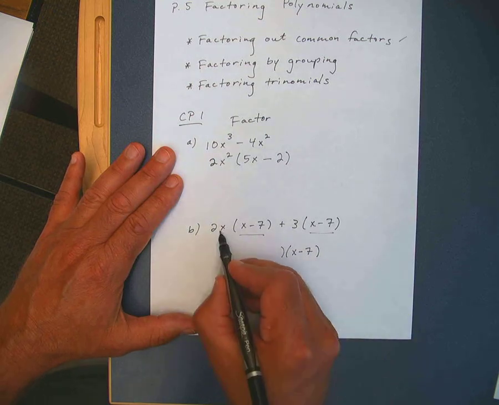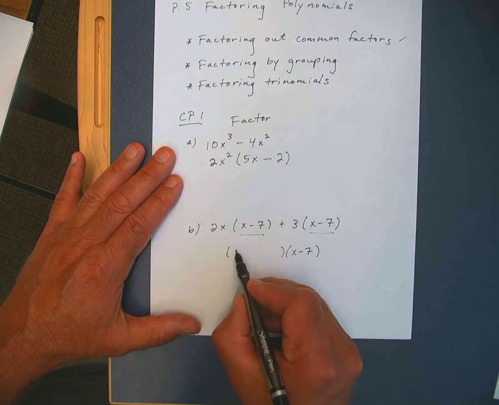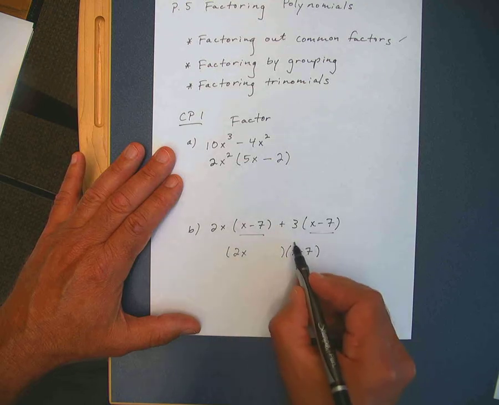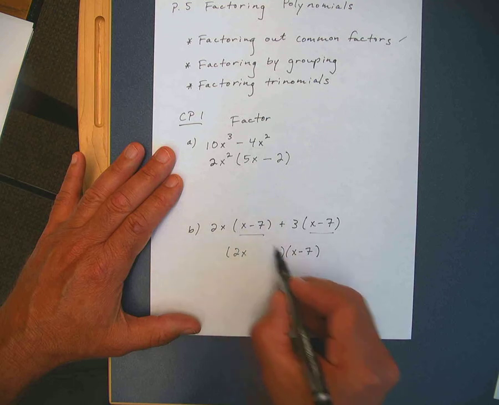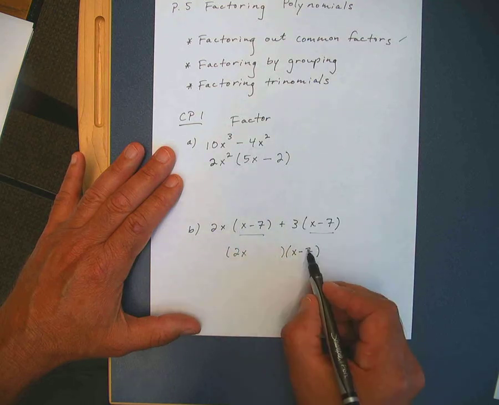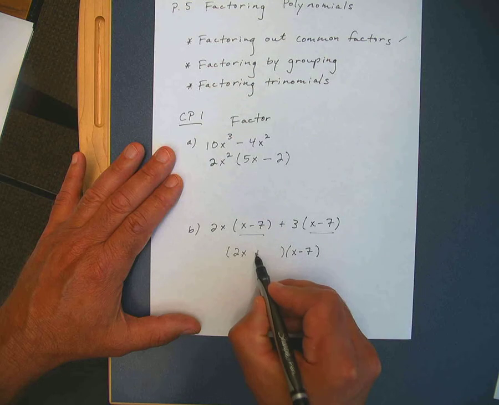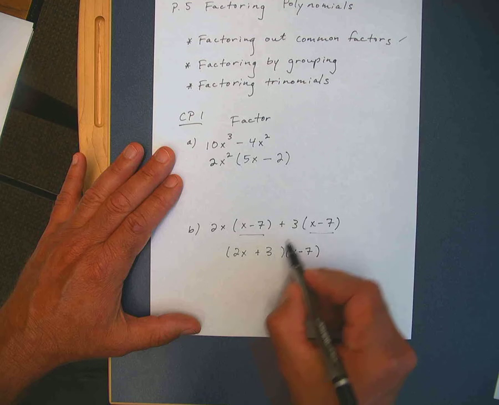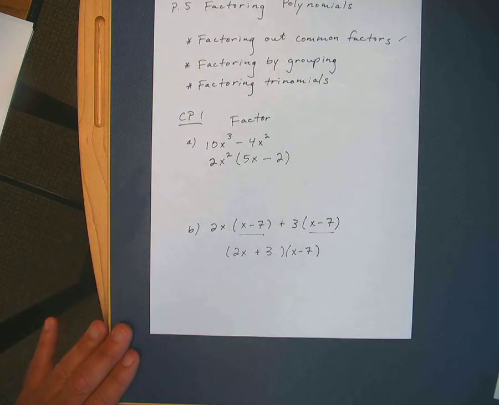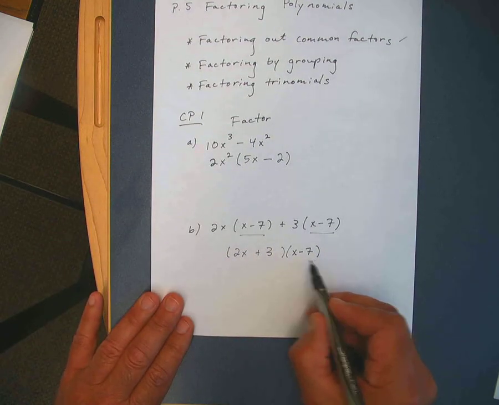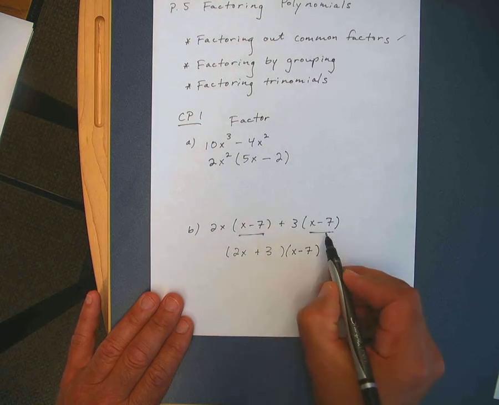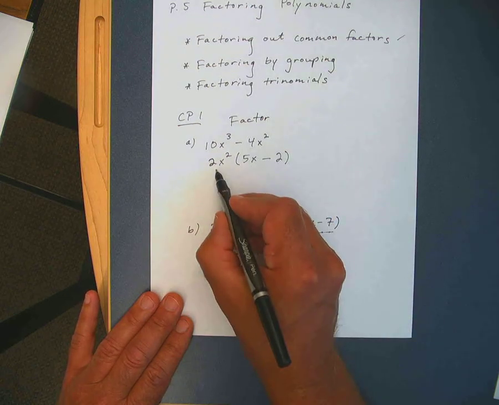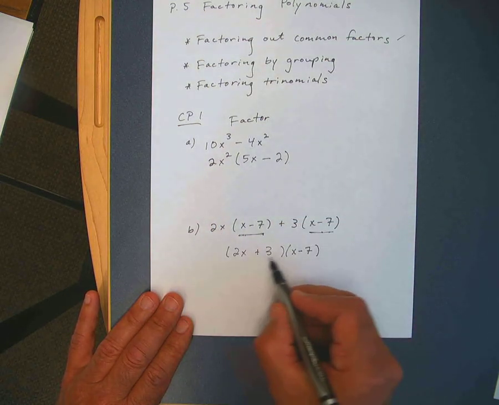The first term is 2x times x minus 7. So if I put 2x here, if I were to multiply this back out, I would get the 2x times the quantity x minus 7. And I'm going to need something to get this back. I need a plus 3. So if I were to multiply x minus 7 times 3, I would get that back. So this is how you would factor this. Again, it's the same method. Find a common factor. The common factor here is x minus 7. It's a little more involved than a simple 2 or x squared, but the same method applies.